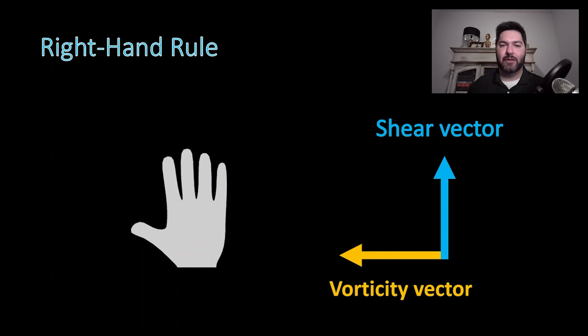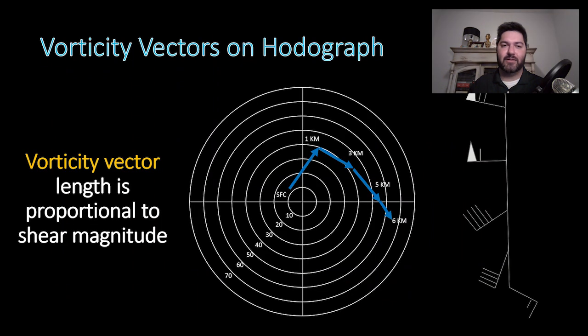Now the right-hand rule: all your fingers point in the direction of the shear vector, in this case, the direction of the hodograph. And then your vorticity vector is to the left of that. You can see this on the hodograph. By the way, the vorticity vector length is proportional to shear magnitude. So the stronger the shear, the longer the vorticity vector.